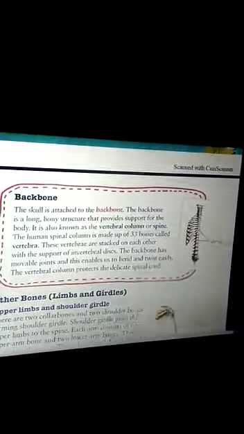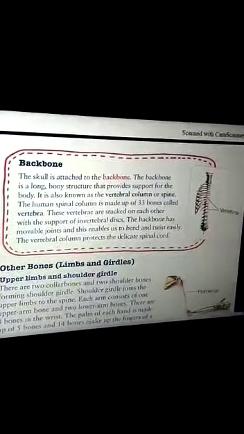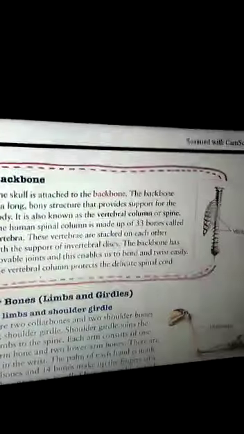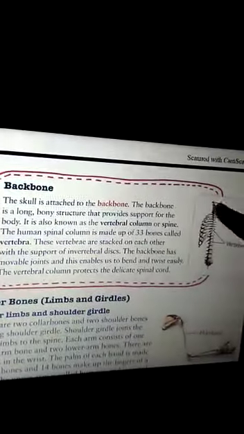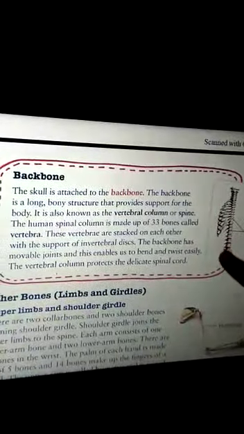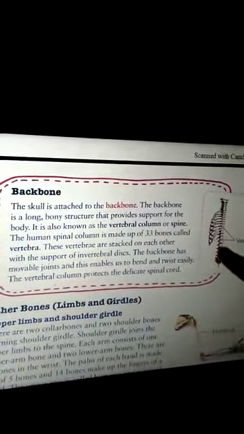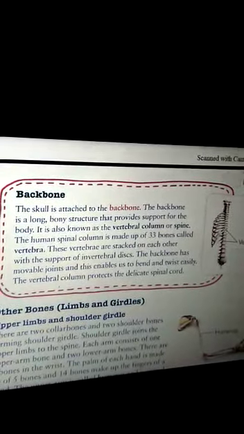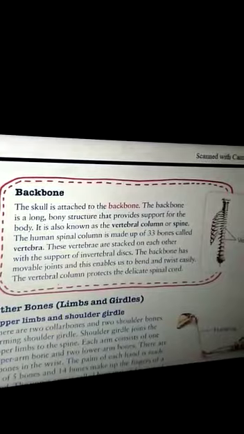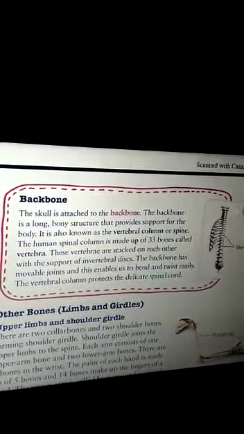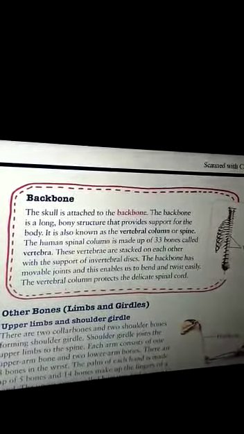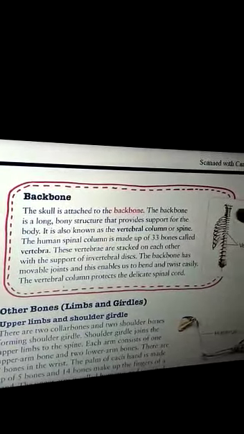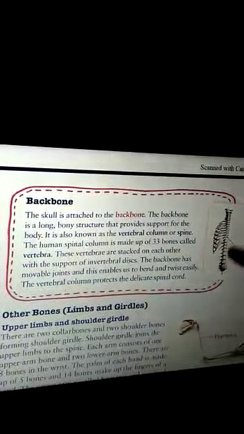Now we are going to discuss the backbone. What is this backbone? Look at the structure of this backbone. This backbone is a long bony structure, and its upper part is attached to the skull. It is also known as the vertebral column or spine. The human spinal column is made up of 33 bones called vertebrae.